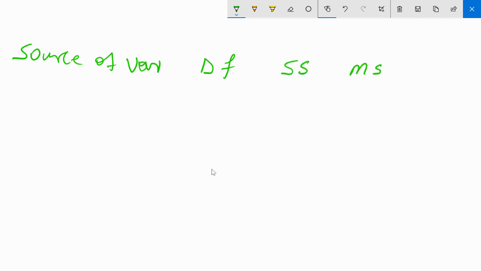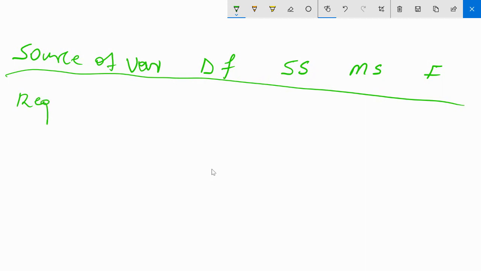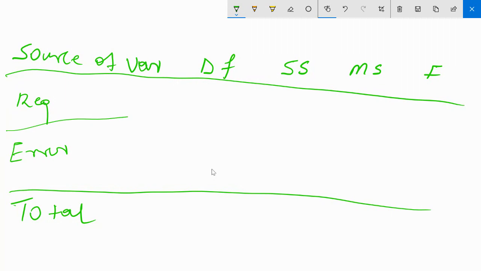So our ANOVA table, we have a source of variation. I will just write var for the sake of this space. So I will write var, and we have degrees of freedom. We have sum of squares. We have mean square. We have the F ratio. We have the regression. So I will write reg. We have the error, and we have the total.